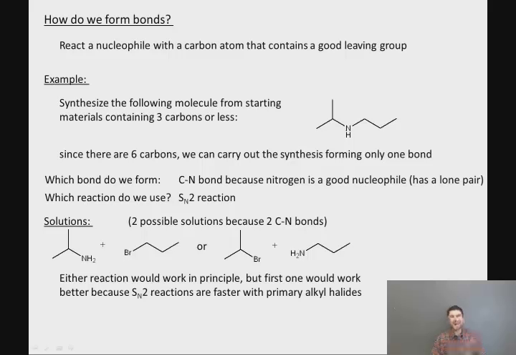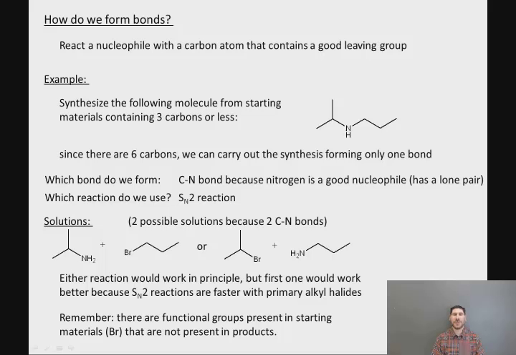Either reaction would work in principle, but if you think back to your detailed knowledge of the SN2 reaction, we know that the SN2 reaction is most efficient with primary alkyl halides. Propylbromide is a primary alkyl halide. Isopropylbromide is a secondary alkyl halide. So given the choice to use a primary alkyl halide or a secondary alkyl halide, we are going to use the primary. Okay, so the first solution I put up that's on the left is the one that is better.